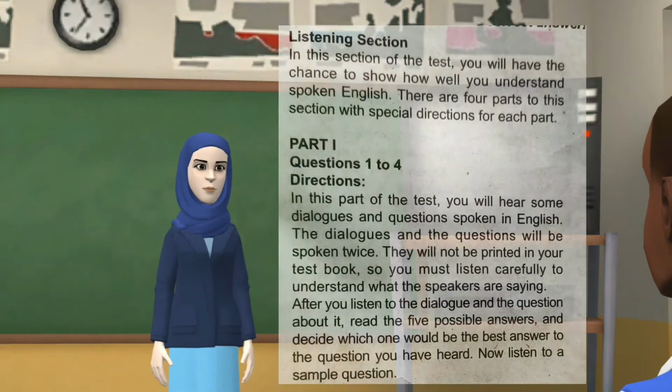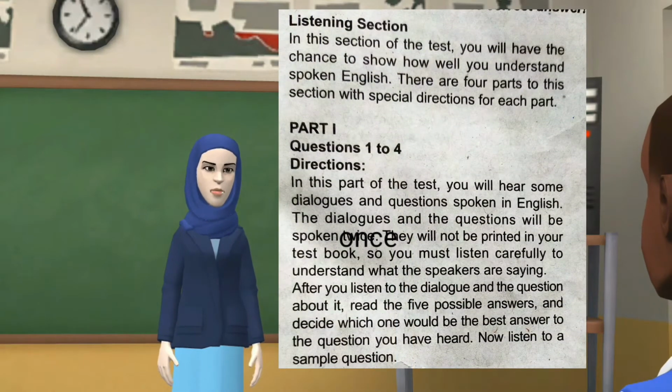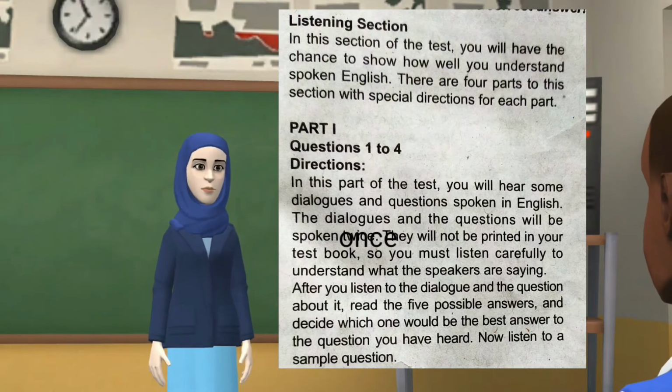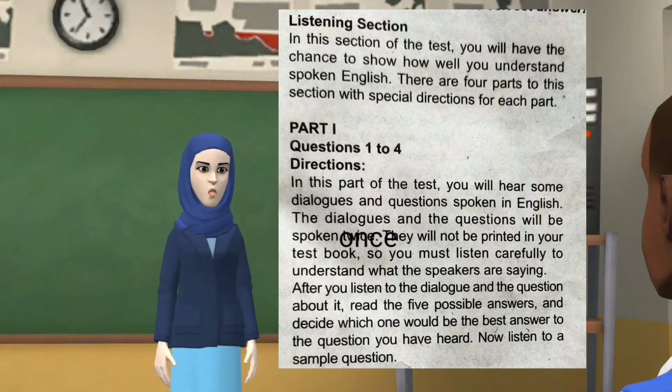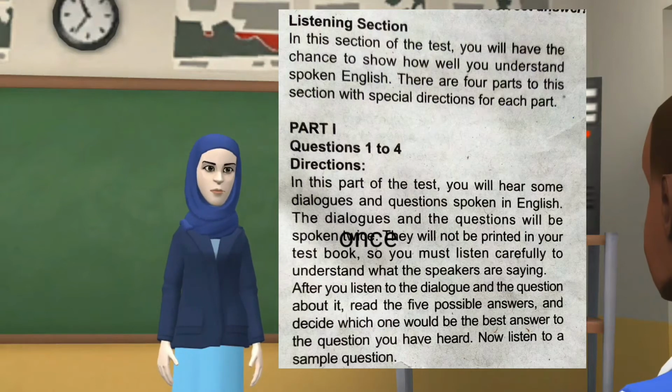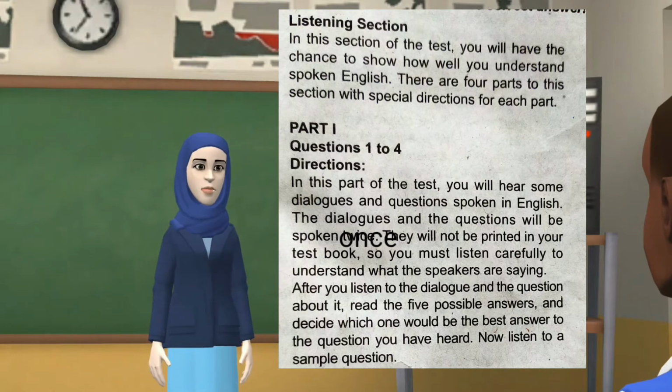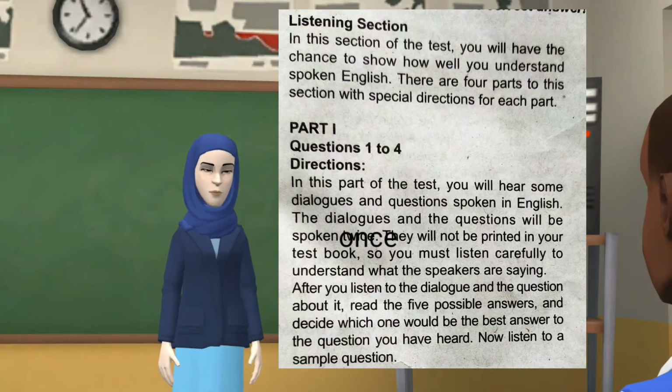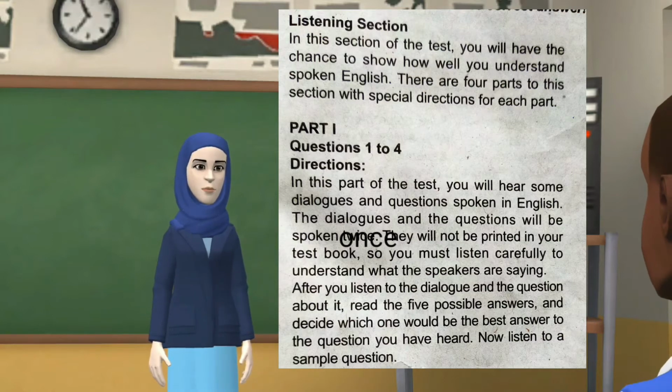Listening section. In this section of the test, you will have the chance to show how well you understand spoken English. There are 4 parts to this section with special directions for each part. Part 1. Questions 1 to 4.